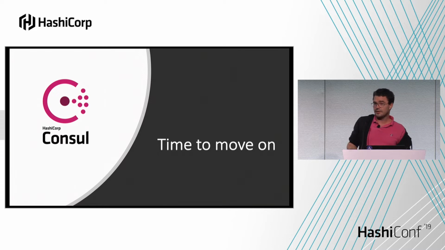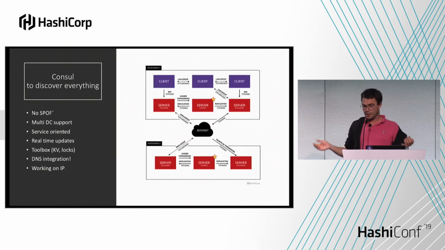So we decided to move to Consul. I'm not going to present Consul, but you probably know it. The very interesting thing for us was that it is aware of having several data centers. It supports good semantics about services, semantics we did like. It provides real-time updates, a DNS toolbox, and so on. So it's very, very effective to move from machines to services.